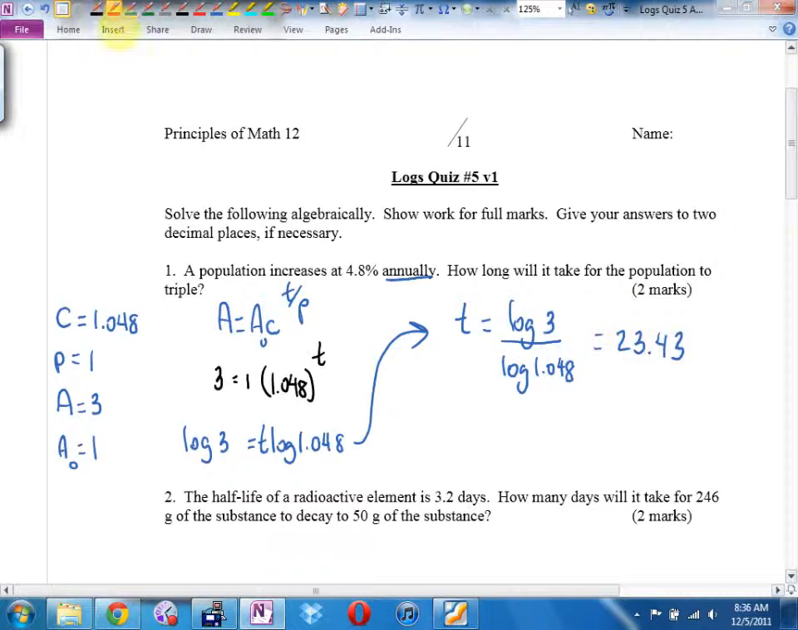Otherwise, I would probably give you half a mark if I saw the equation, half a mark for the log step, half a mark for the rearranged expression, and a half mark for the answer.